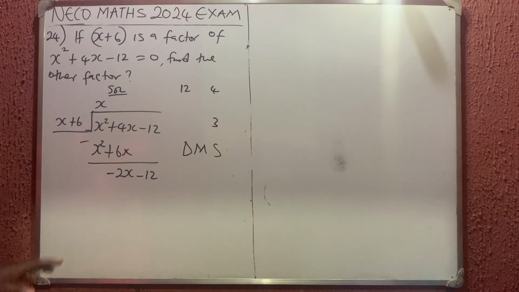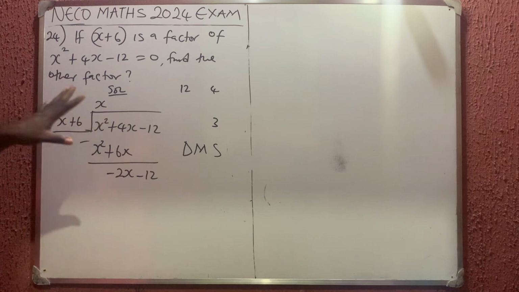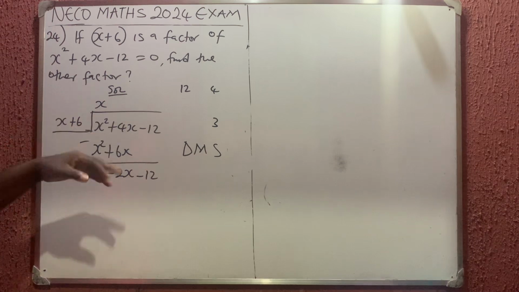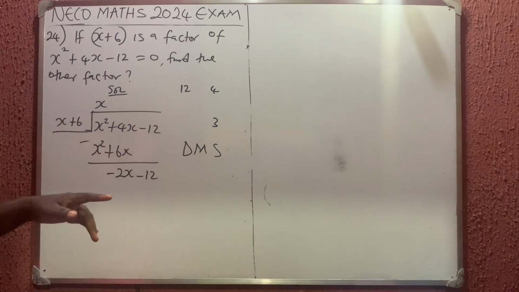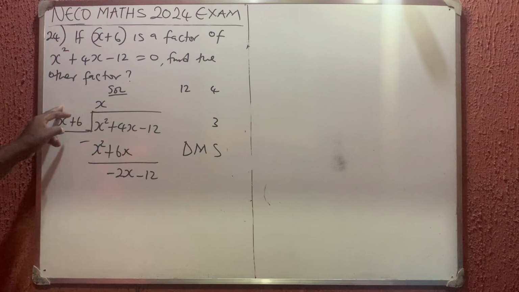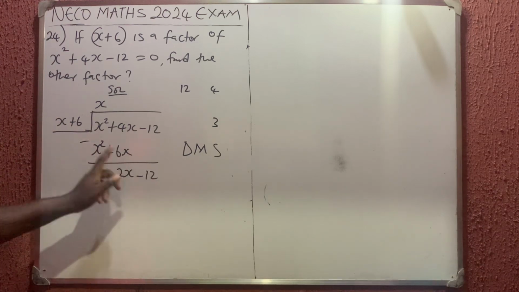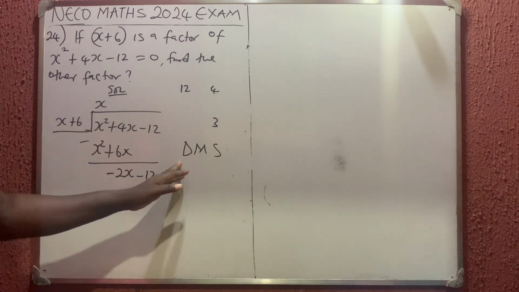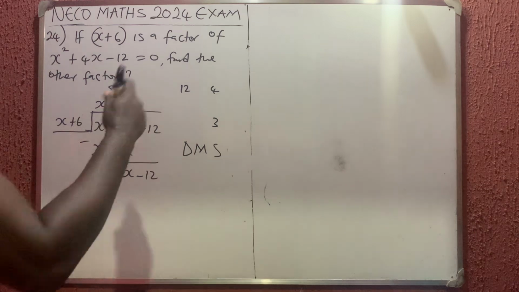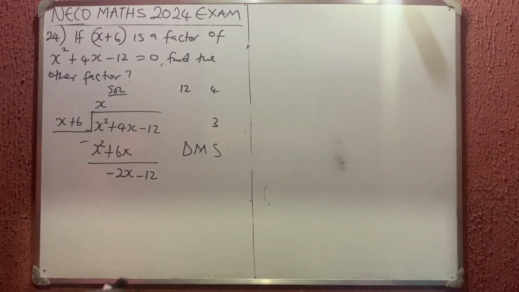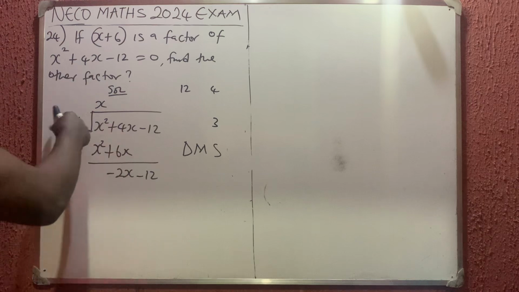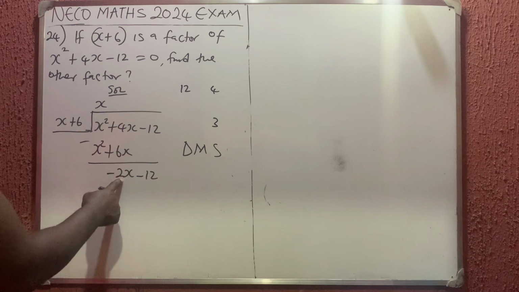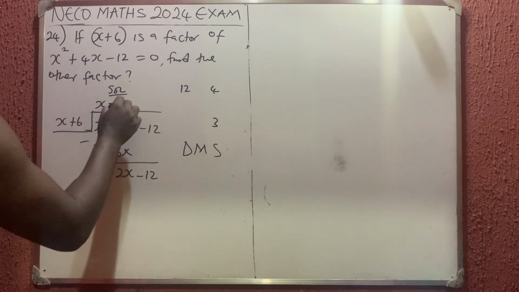We stop this method of DMS only when the remainder is less than the divisor, not when the remainder is 0. The power of this remainder is 1, and the power of my divisor is 1. It is not yet less than, they are still equal, so I have to repeat this process again. We keep repeating until the remainder is less than the divisor. Division says first term divide first term, and I'm having minus 2. We are done.